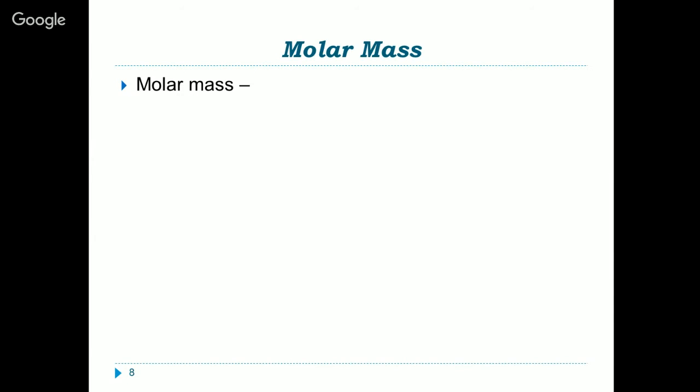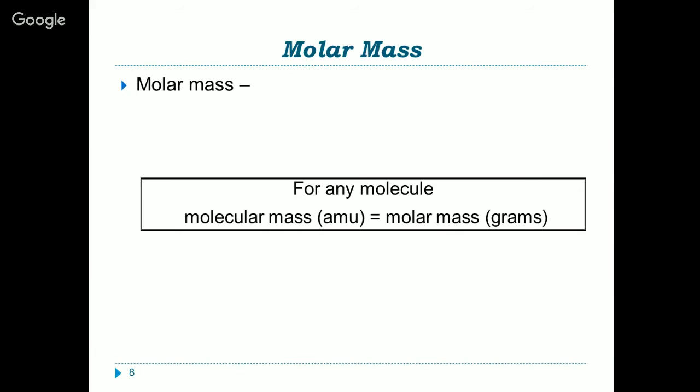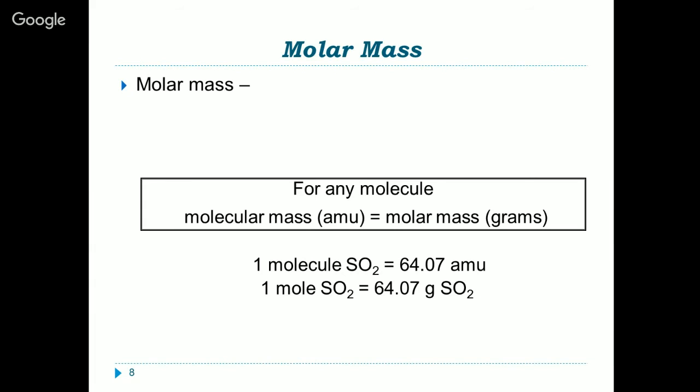Now, as molar mass says, we are representing how much mass we have in 1 mole of a substance, and it's always going to be 1 mole. So for any molecule, we can look at the molecular mass in atomic mass units and simply convert it into molar mass, which is just in grams. So 1 molecule of sulfur dioxide is 64.07 atomic mass units. If we have 1 mole, though, now it becomes 64.07 grams. So once again, when we're calculating masses, we're just looking at the masses on the periodic table, making sure we take into account how many atoms we have of each of those substances, and then we add them up.